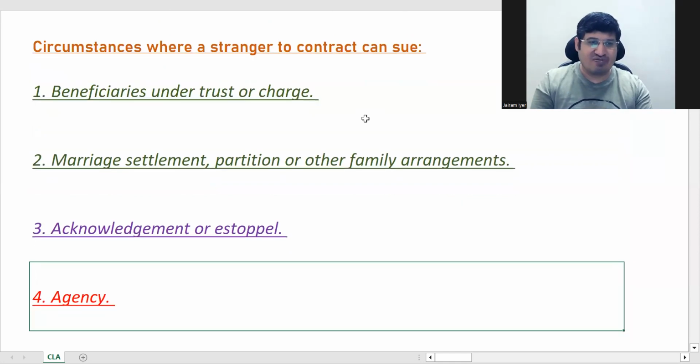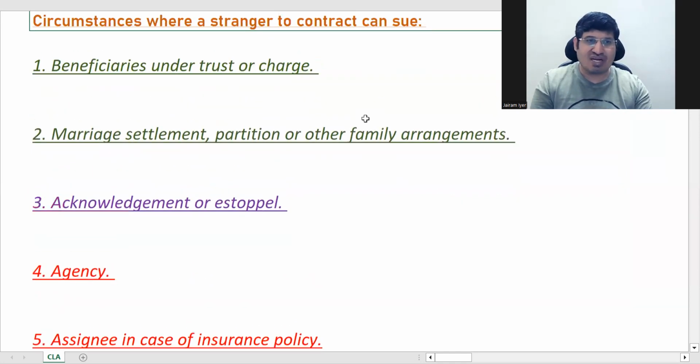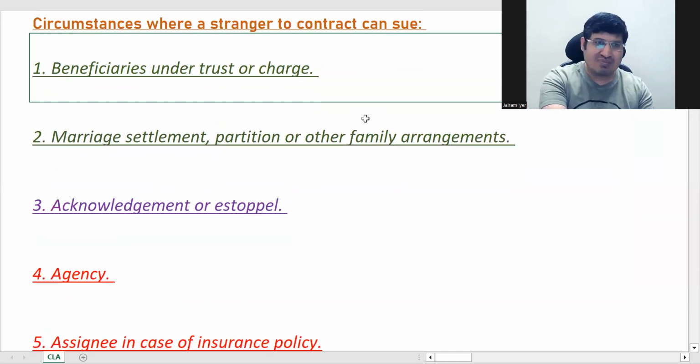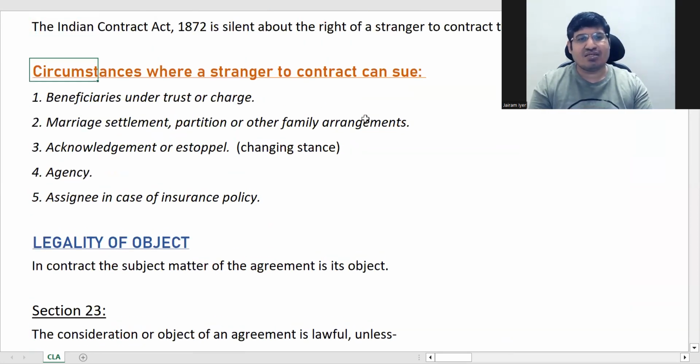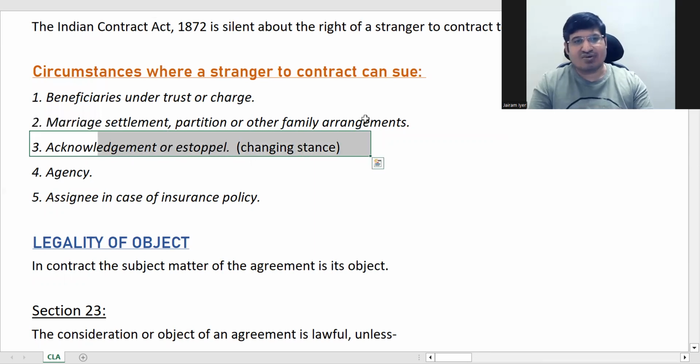Fine. So these are the 5 points you should remember. You can write one sentence on each, but the main points are important. Write the main points, and just write one sentence, but the main weightage will be on these things. So estoppel is nothing but changing stance. Okay.